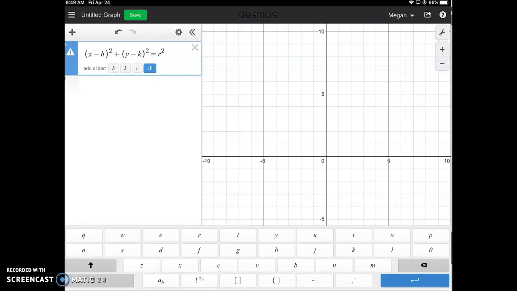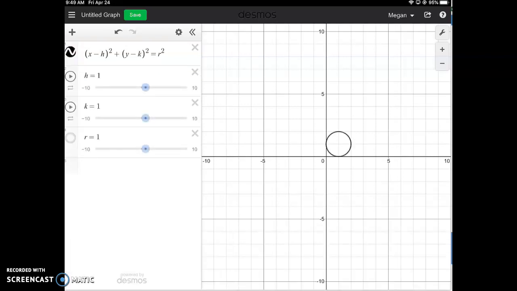Go ahead and hit add all on your sliders. Ta-da! We have a circle. Isn't that great? It's pretty. It's lovely. Again, you're going to tell me, in a circle, the h value does this. In a circle, the k value does this. And in a circle, the r value does this. That's kind of nifty.